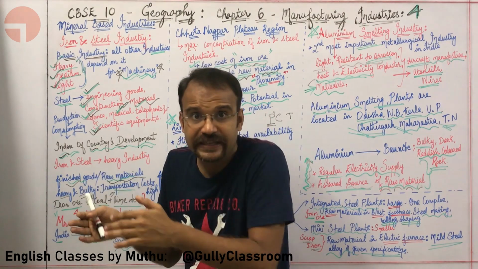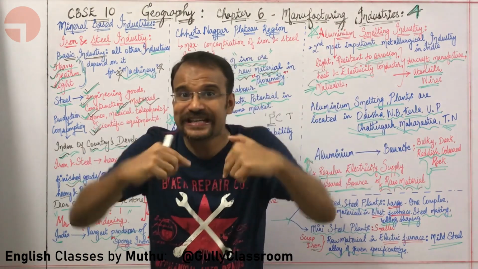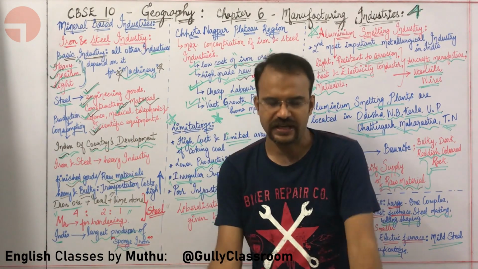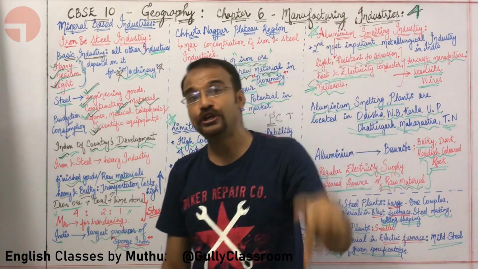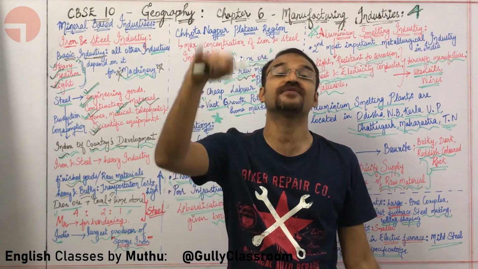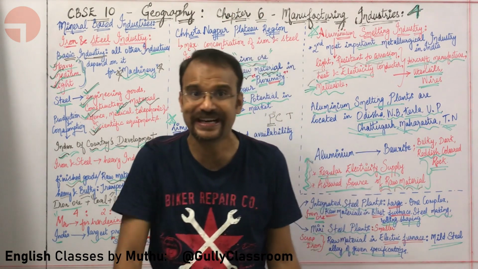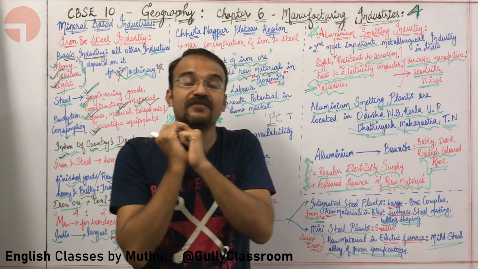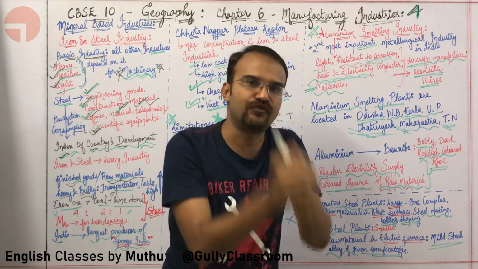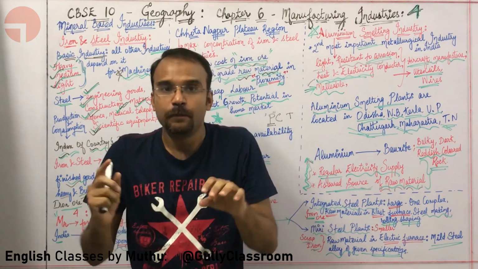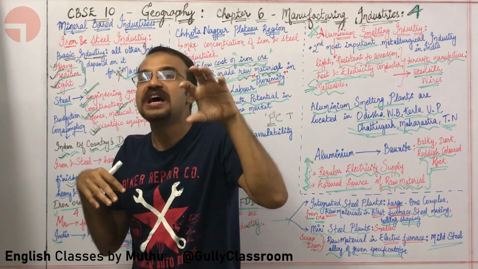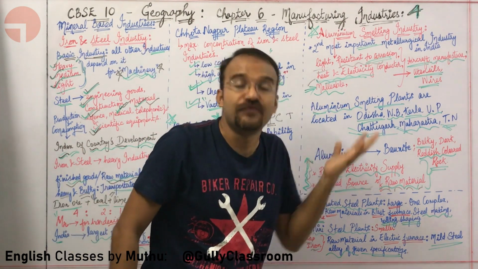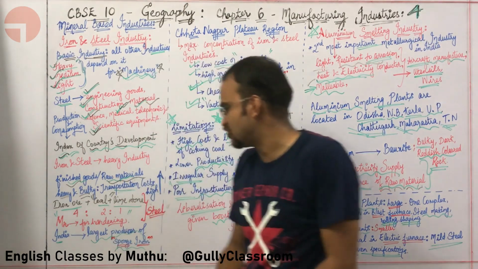Because the raw material and the finished goods in iron and steel industry are very heavy, the transportation cost is very high. So in order to reduce the transportation cost, most of the iron and steel industries are located where you are going to extract iron from the earth. Because iron and steel industry has both heavy raw material and heavy finished goods, it is called heavy industry.